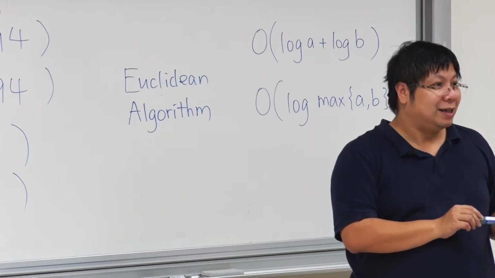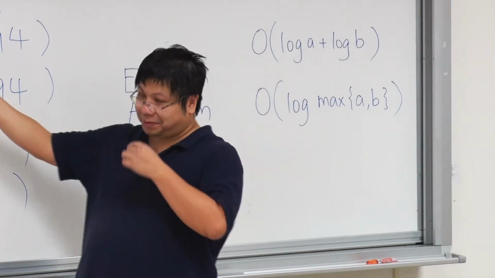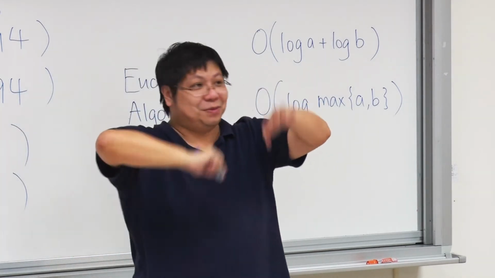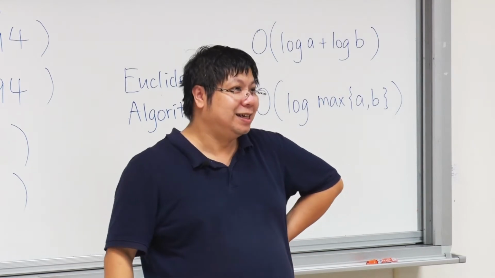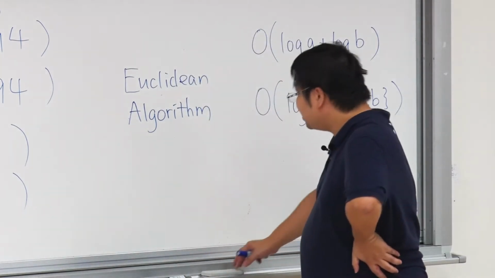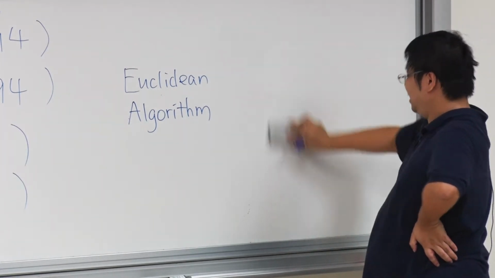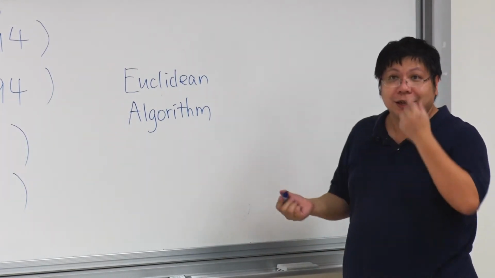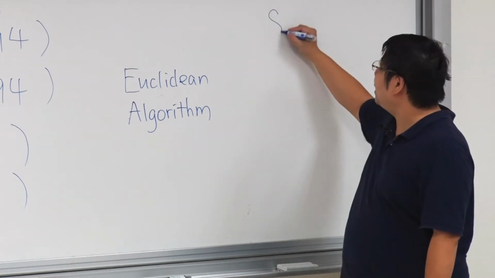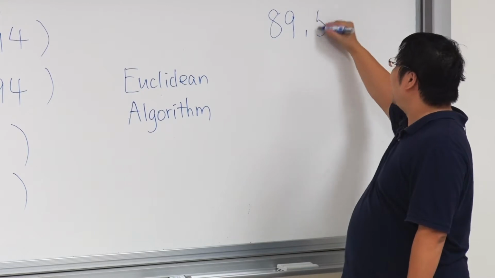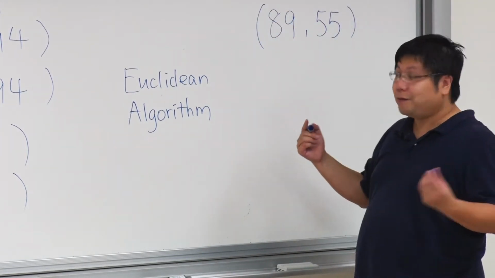Is that okay? And it turns out that what is the longest sequence that we can create with the smallest sum of the two numbers? It turns out that if we use Fibonacci numbers, then you will need many steps, and this is the case. So let's have 2 consecutive Fibonacci numbers. So let's say we have 89 and 55.